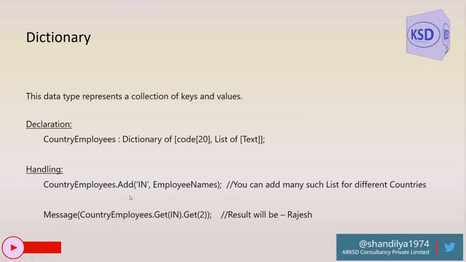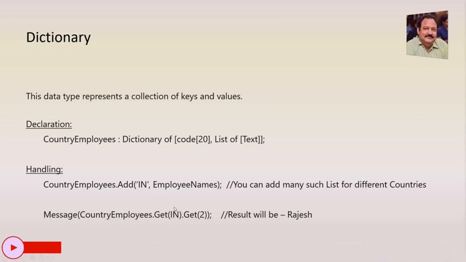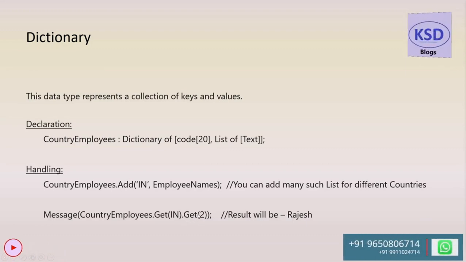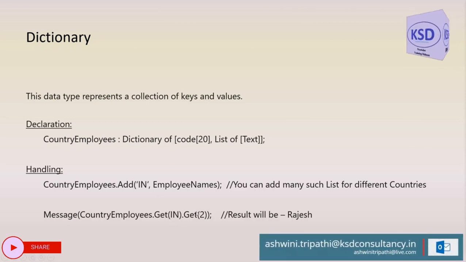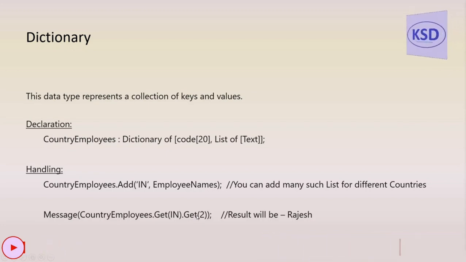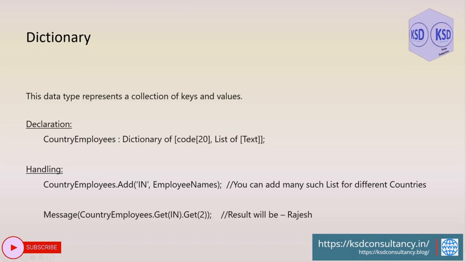So when you want to access, you will say get, provide the key value, and then inside that list, which index you want to access. So the list that is stored as IN, meaning India, out of that, the second in the list, the second element, second employee name. So in this case, it will give you Rajesh.